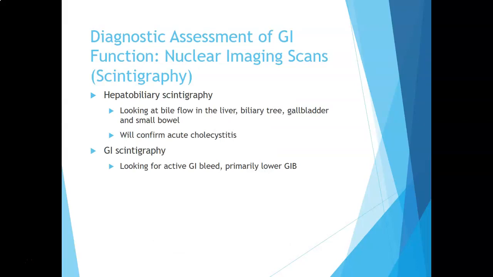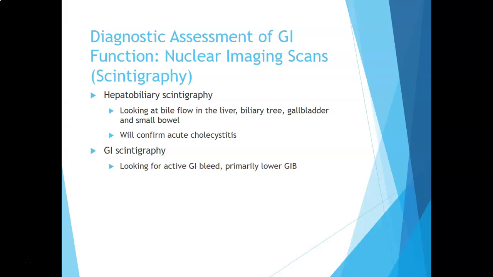So next we're going to talk about nuclear imaging scans. In general, they can be hepatobiliary, which is used to determine bile flow distribution in the liver, the biliary tree, the gallbladder, and the proximal small bowel. Can confirm acute cholecystitis. A dye is injected, the patient is positioned under the imaging camera, and images are taken as the radioactive material is distributed.